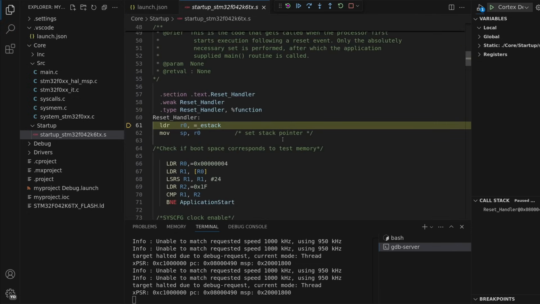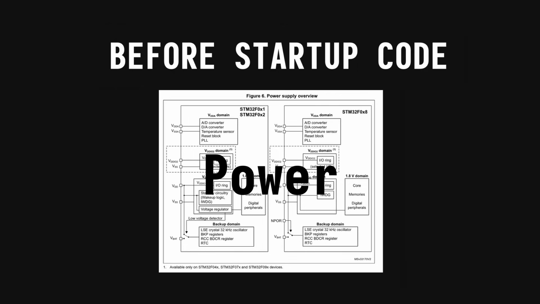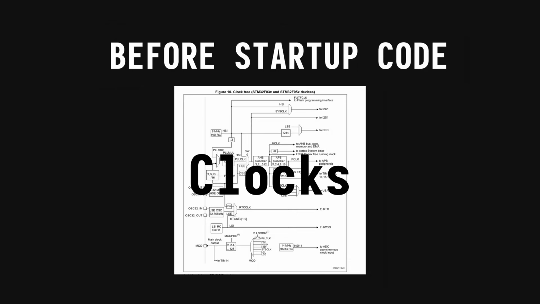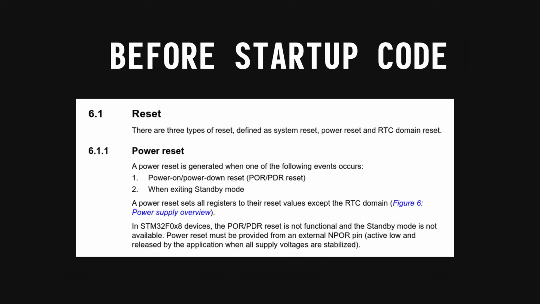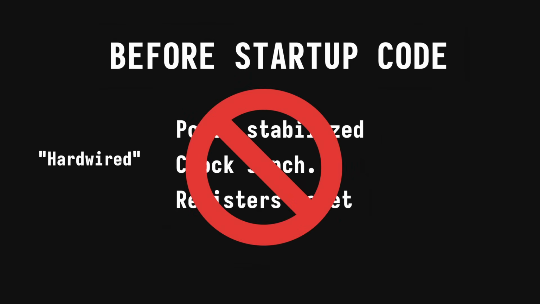But before we get to this point, that is, before we are about to execute the first CPU instruction, there are things that have happened in the hardware already. For example, the voltages have stabilized, clock signals have synchronized, peripherals and registers have been reset to their default states, and so on. Things have happened that we have no control over. And we are not going to dig into these things in this video, and instead focus on the things we have control over. But there are two hardware steps we should know about.